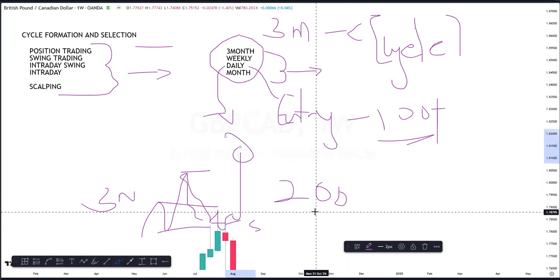So we don't need to select that cycle of the position trading because we have to wait for a long period of time. That cycle is for those people who have big capital, who are always busy. Okay, all those people who are more advanced than us, those are the people who need that position trading, because for us we don't need it. So never use that cycle from the 3-month.